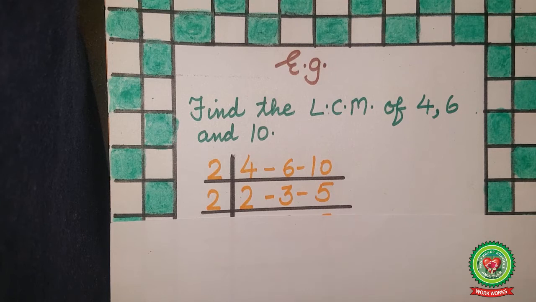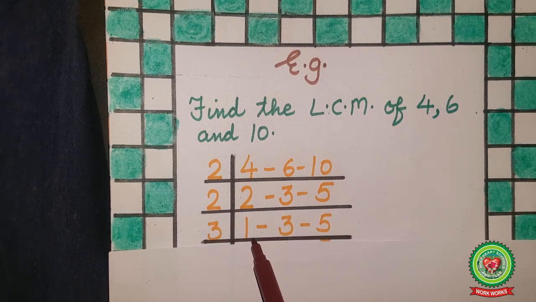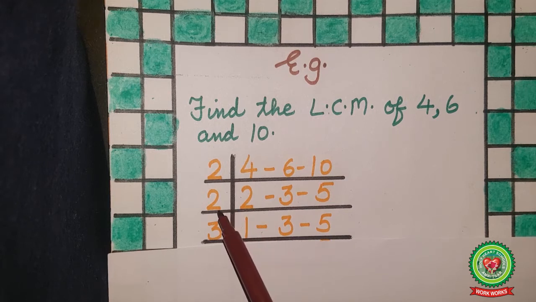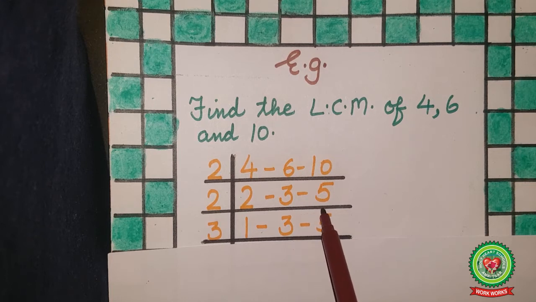Now students, 2 is a prime number. So divide 2 by 2. On 2 table 2 comes on 1. So below 2 write down 1. 2 1s are 2. On 2 table 3 doesn't come. That means 3 is not divisible by 2. So bring down 3 as it is. In the same way, 5 is not divisible by 2. So bring 5 down as it is.